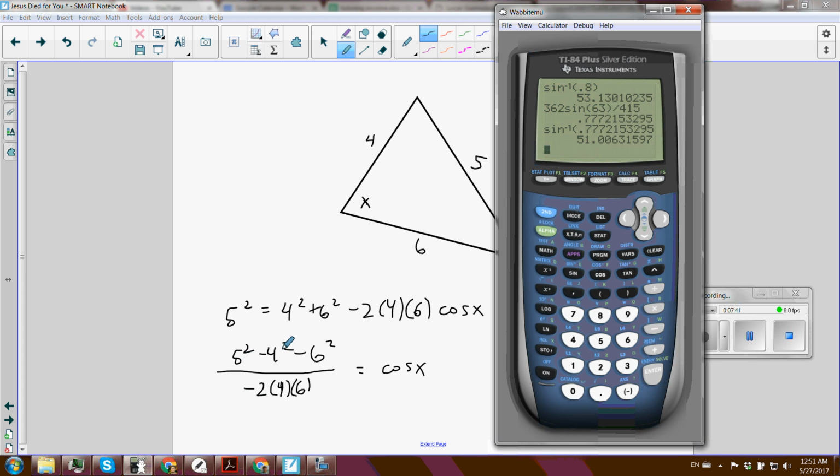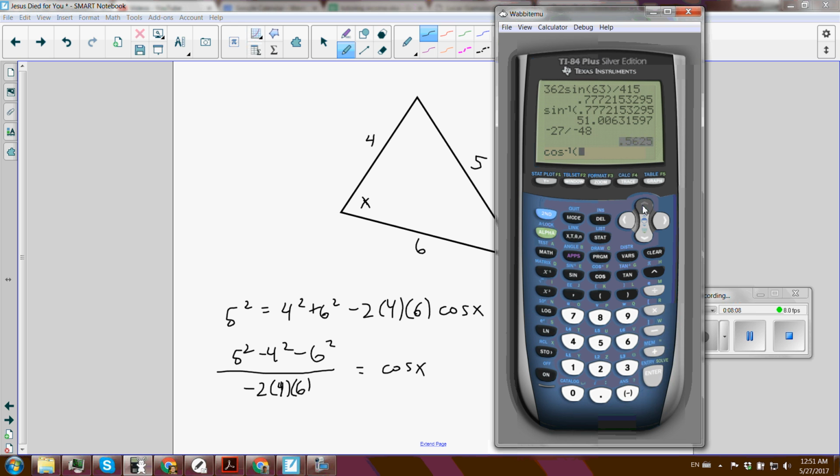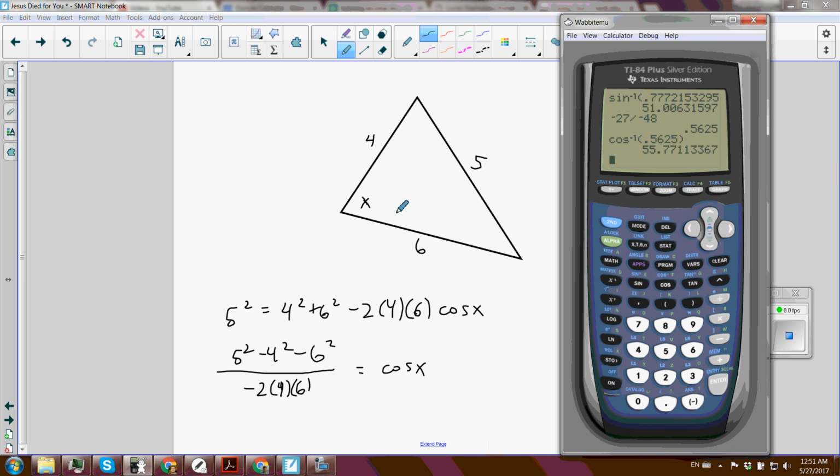25 minus 16 is 9. 9 minus 36 would be negative 27. And divide that by negative 48. Okay, so 0.5625, we take the inverse cosine of that answer and find that this angle is about 56 degrees.